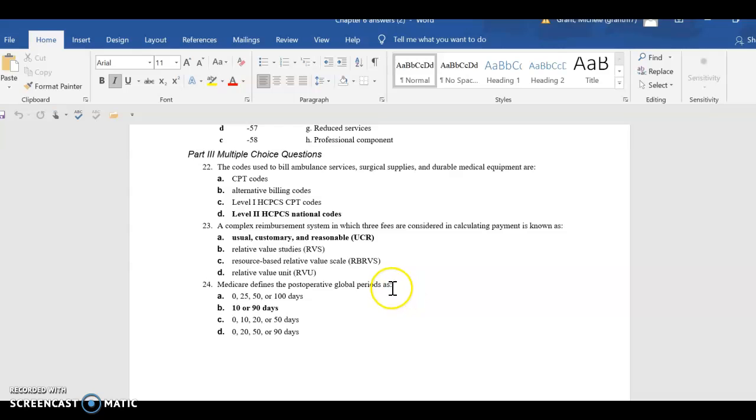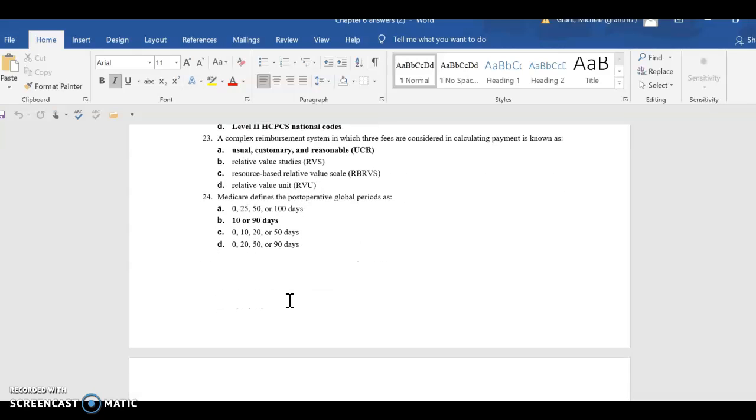Remember the postoperative global period, 10 days for small surgery, 90 days for larger ones. This could be a hysterectomy, a total knee. Anything that is a major surgery is going to have a 90-day global. So that means they can't charge anything a day before and 90 days after that surgery. It's all included in the one price.